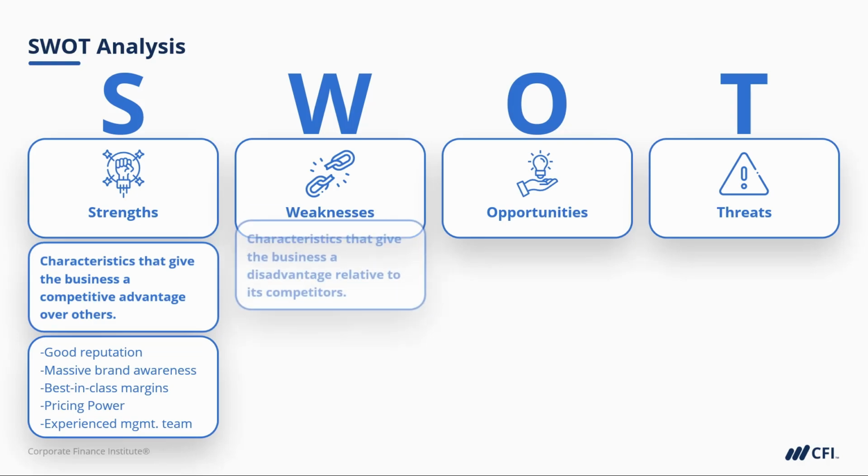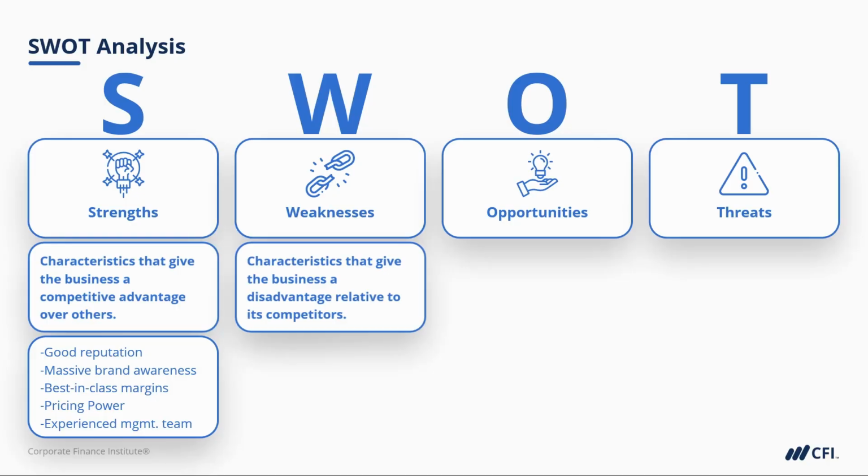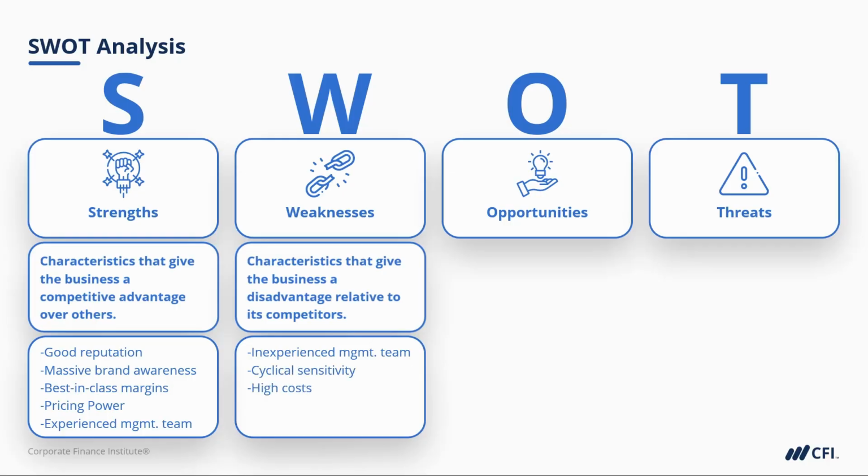These are characteristics that put a business at a disadvantage relative to its competitors. They include inexperienced management, cyclical sensitivity, a cost structure that is out of line with industry norms, or other financial metrics that are weaker than benchmarks. This is by no means an exhaustive list, by the way.